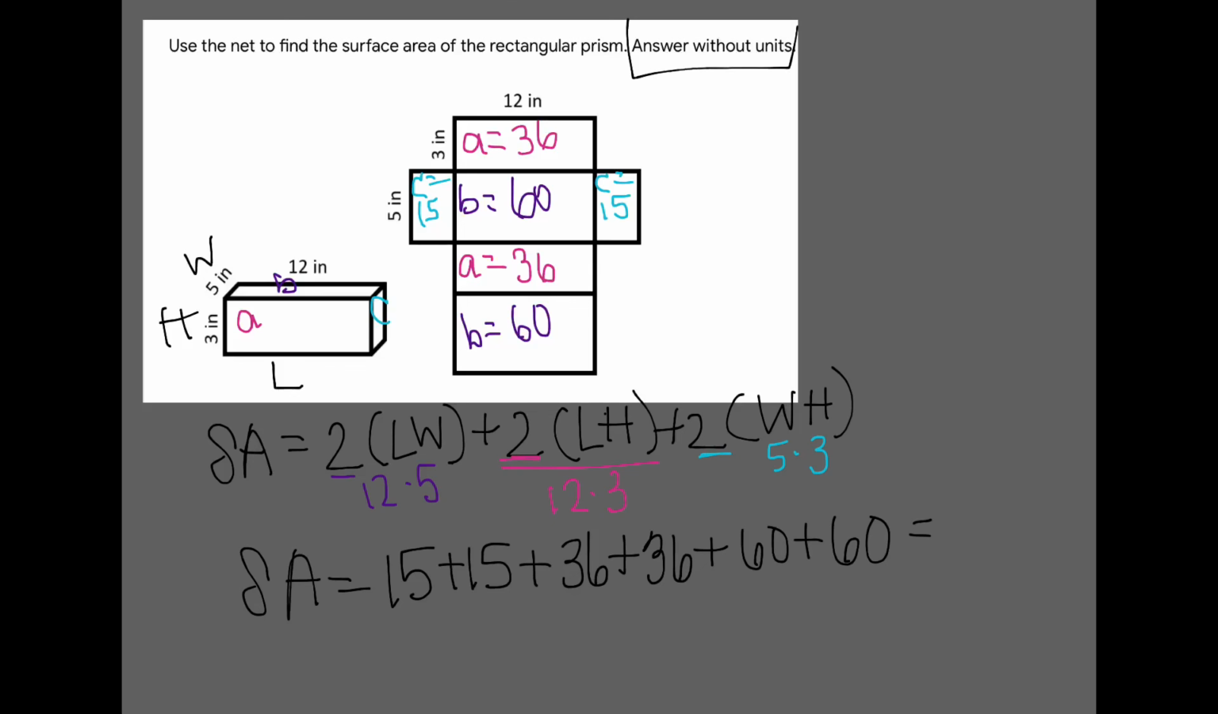And it says answer without units. Now, surface area is still going to be squared inches, but here we're not going to answer with units. We're just going to add those all up and then write our number for our answer.